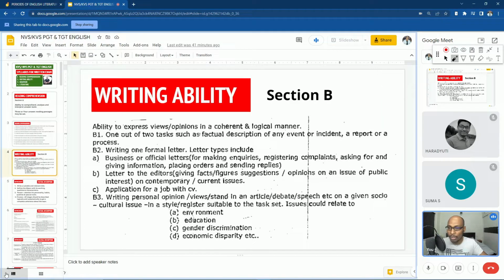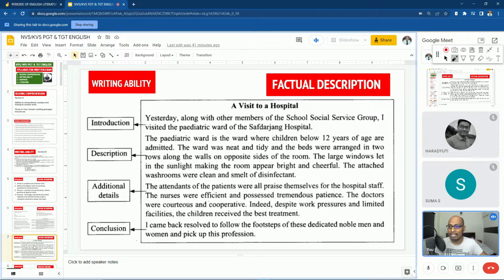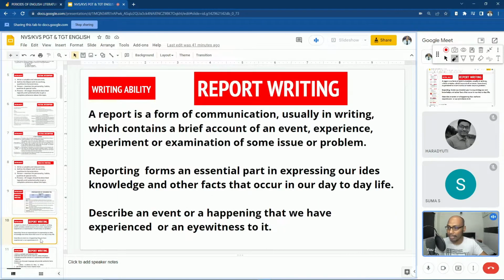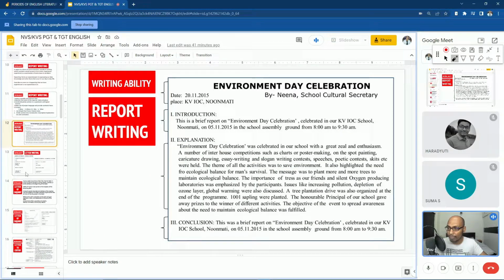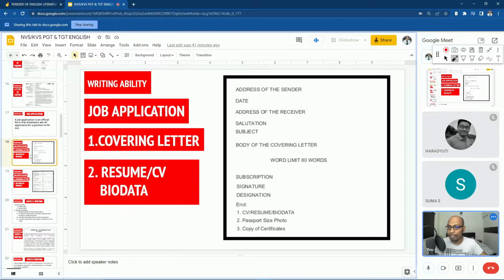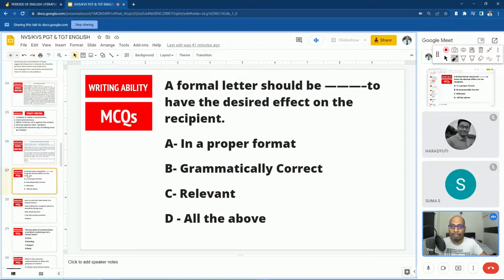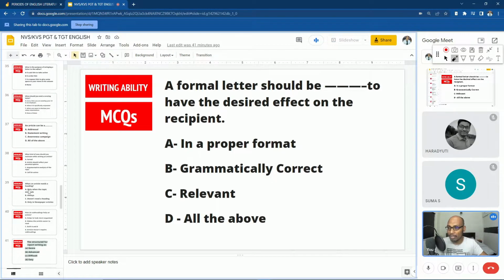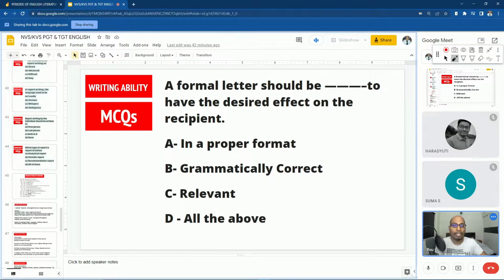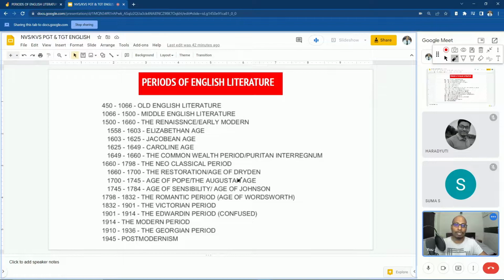As you are going to appear in an MCQ type examination, you are not going to be asked to write these topics in a theory or paragraph manner. So we completed the syllabus of writing ability, starting from factual description to article writing, speech writing and debate writing. Then we practiced MCQ questions from these areas, and we have to complete one more area, the grammar part, that we will take up with 1 or 2 classes of literature part. So in this class, we are going to start the periods of English literature.